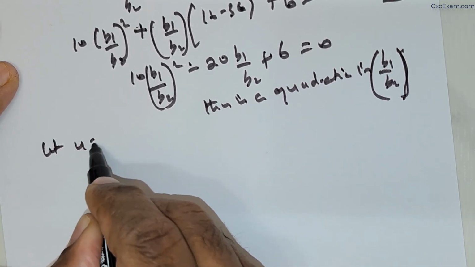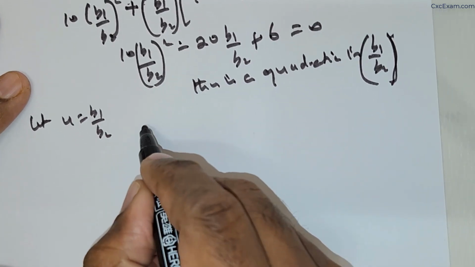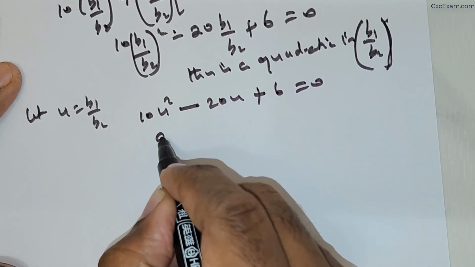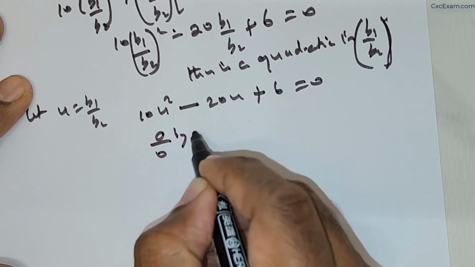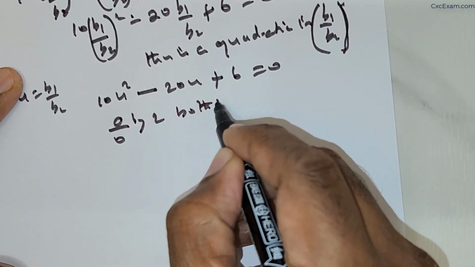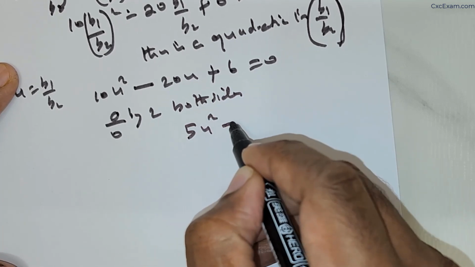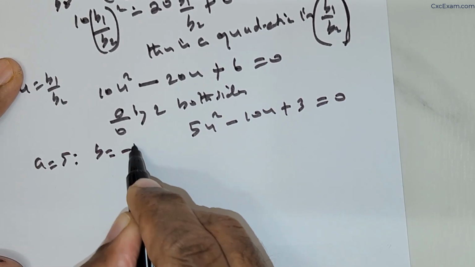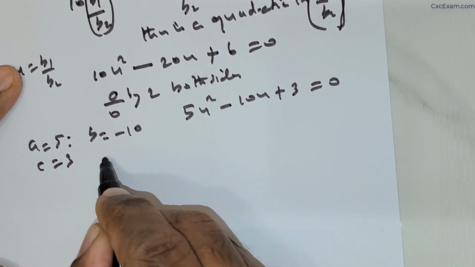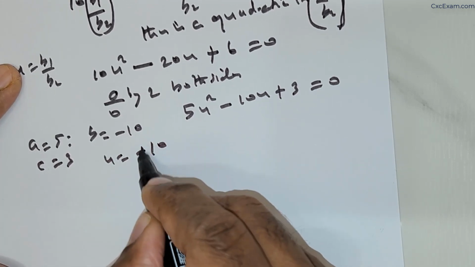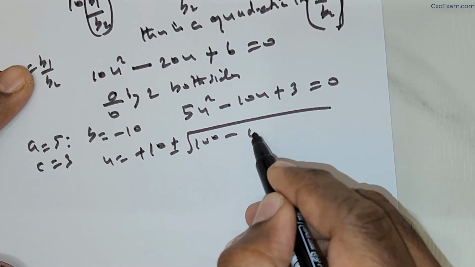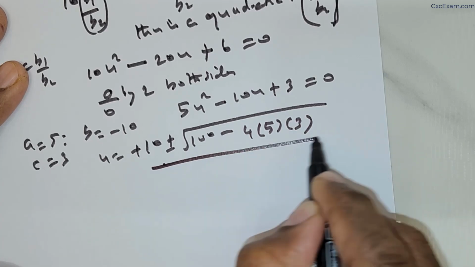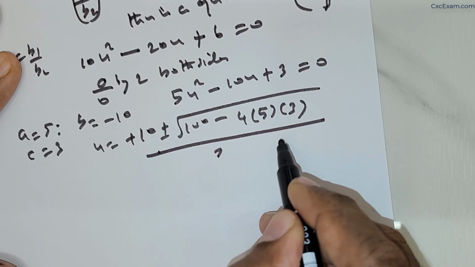So I'm going to let u be equal to b1 over b2, then I will replace it. So this is going to be 10 u squared minus 20 u plus 6 is equal to 0. So I can divide by 2 on both sides. So this is going to give me 5u squared minus 10u plus 3 is equal to 0. So a is equal to 5, b is equal to negative 10, and c is equal to 3. So u is equal to 10 plus or minus the square root of 10 squared, which is 100, minus 4ac, divided by 2 times a.